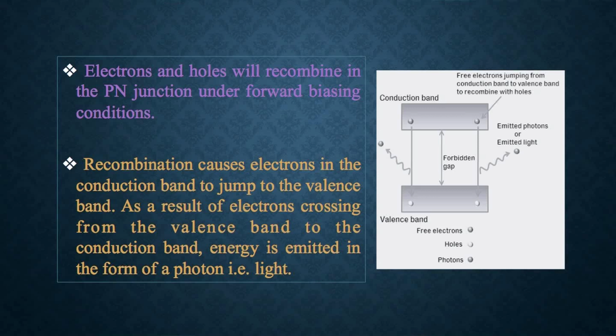Again, we already know that a p-n junction only enables current to pass through it when it is in forward bias condition. Electrons and holes will recombine in the p-n junction under forward biasing conditions. So recombination causes electrons in the conduction band to jump to the valence band. As a result of electrons crossing from the conduction band to the valence band, energy is emitted in the form of a photon, that is light.